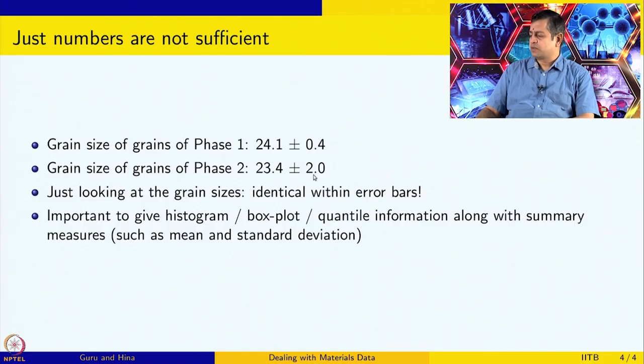When we say 23.4 plus or minus 2, it means that the number could be anywhere between 21.4 to 25.4. And so, the 21.4 to 25.4 actually covers 24 also. When we say 24.1 plus or minus 0.4, that means it is 23.7 to 24.5. So, within the error bars, all that you can say is that these two phases have the same grain size. However, if you look at the histogram as we will do, or look at the quantile information, you will see that the mean and standard deviation are not the complete picture. These two grain size distributions are very different, even though they might end up giving you more or less the same grain size, and that is the part that has to come through this session. So, that is what we are going to see and understand.